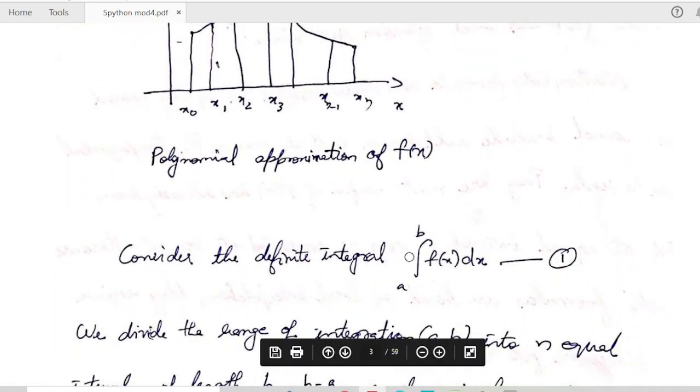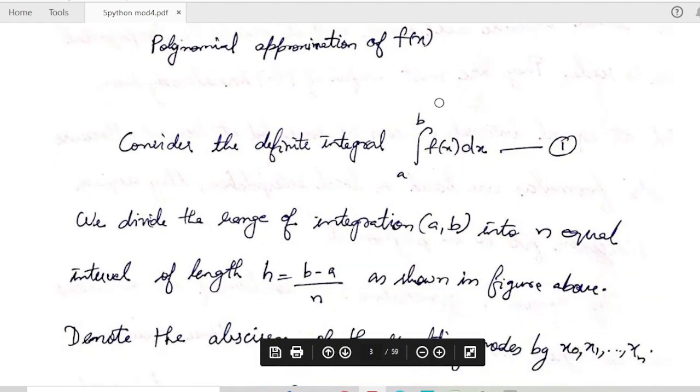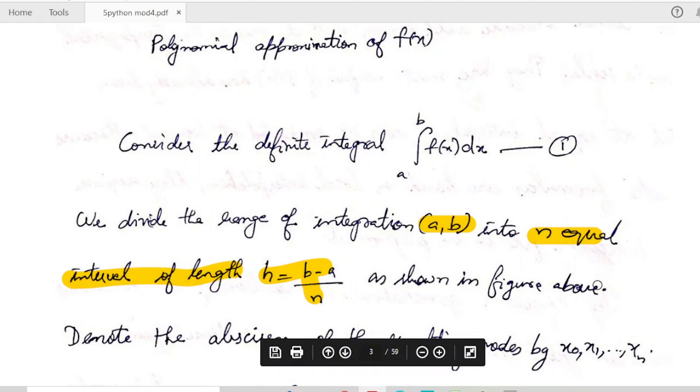So consider the definite integral a to b f of x dx. Our main motive is to approximate this integral. In the topic of numerical integration, our main motive is to find the value of the integral a to b f of x dx. We divide the range of the integration ab. So here, the limit of x is ab, and we divide this particular interval into n equal intervals of length h equal to b minus a by n, as shown in the figure above.